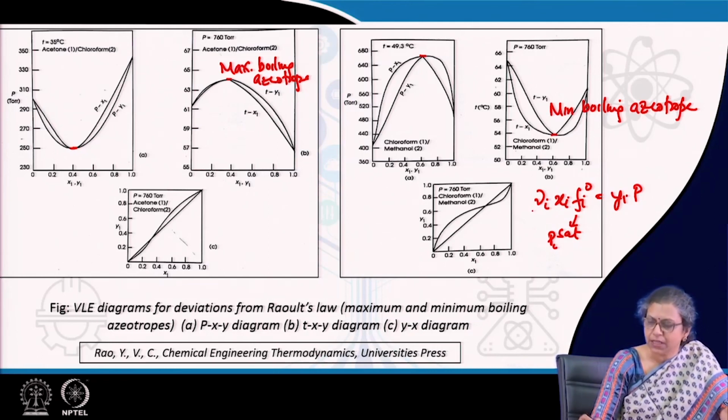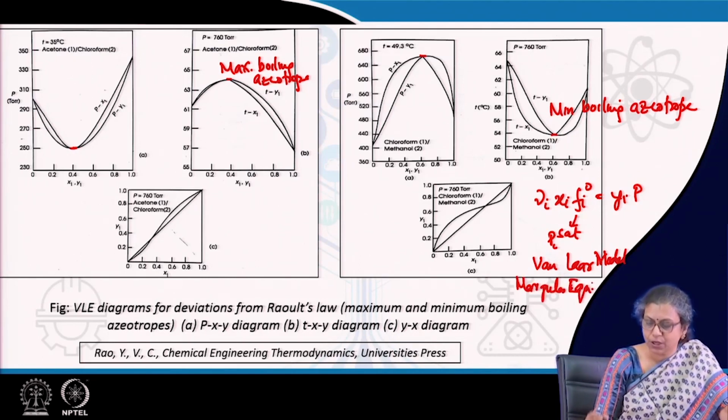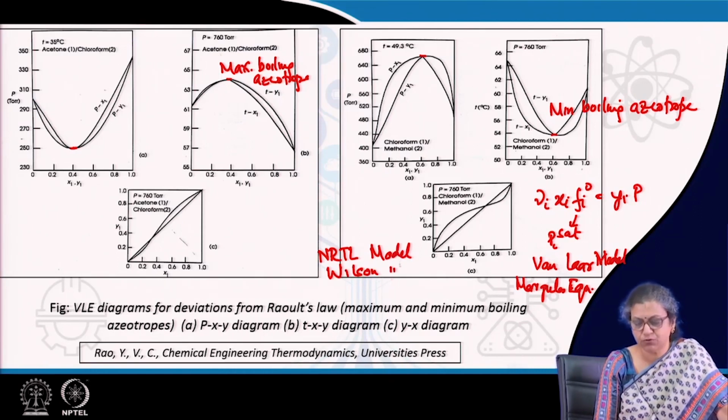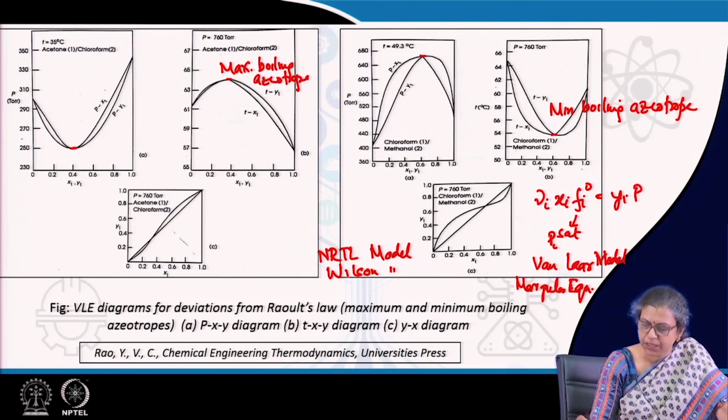Here I would like to mention that mostly for finding out gamma i, the models which are taught in the colleges are usually the Van Laar model and the Margules model. But in reality, when we try to find out gamma i, we use models like the NRTL model, the Wilson model, or maybe the UNIQUAC model. Usually we do not cover these, but you should remember that these are the models normally used, right.